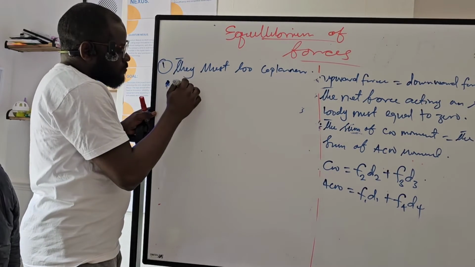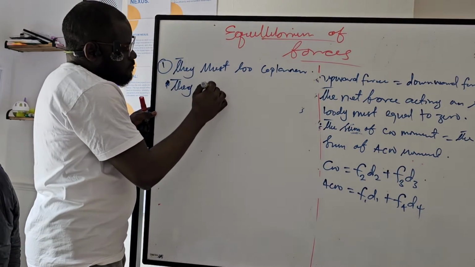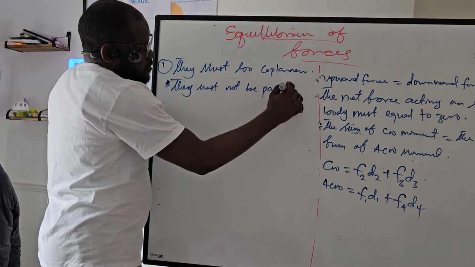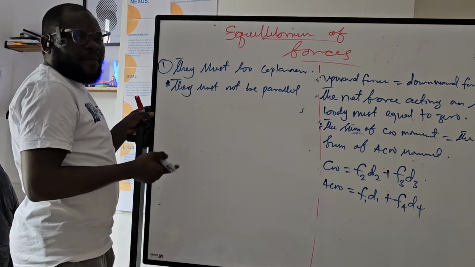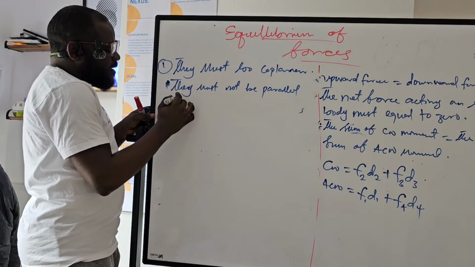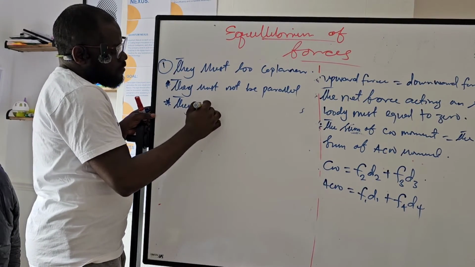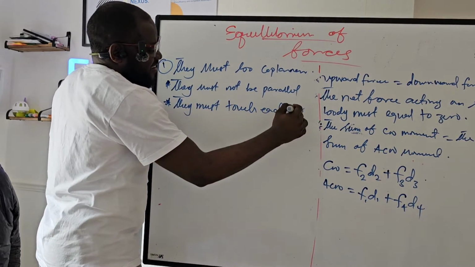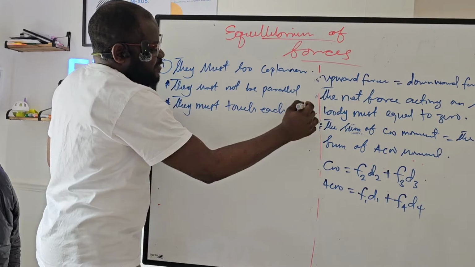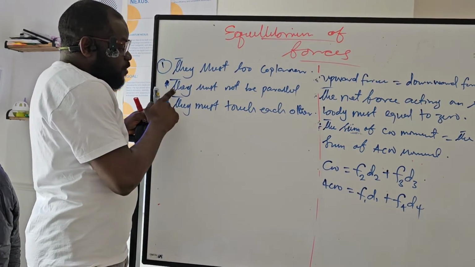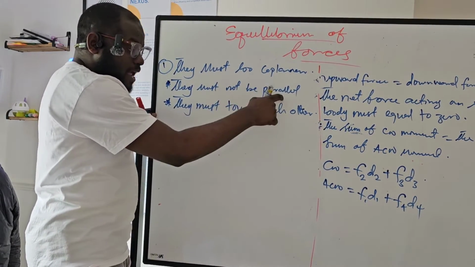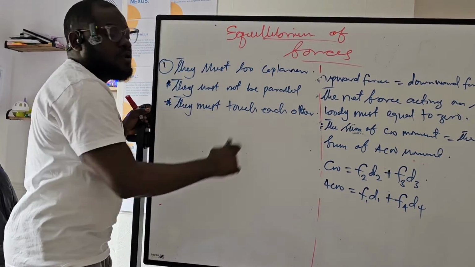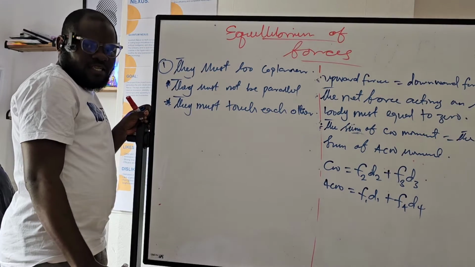They must not be parallel. If you don't want to say that they must not be parallel, you can say they must touch each other. Physics is sweet, bro. Have you seen it now? If you don't want to say they must not be parallel, you can say they must touch each other. That's what I mean by they must be coplanar. Do you understand where I'm coming from now?